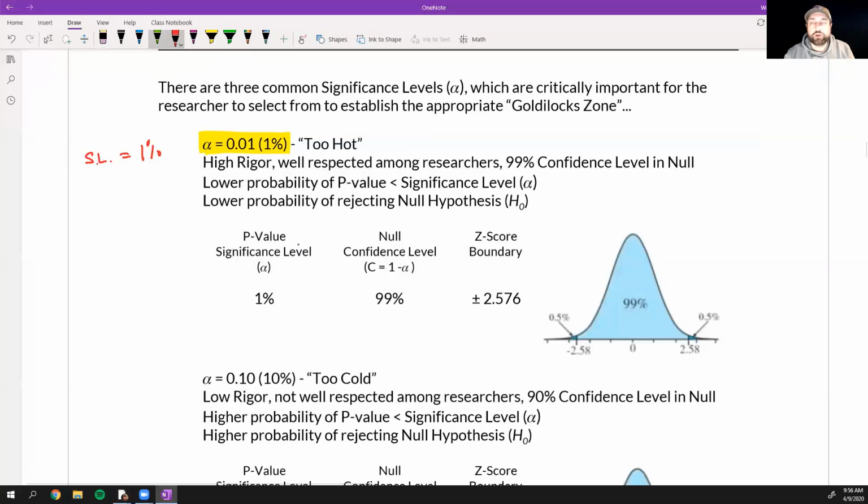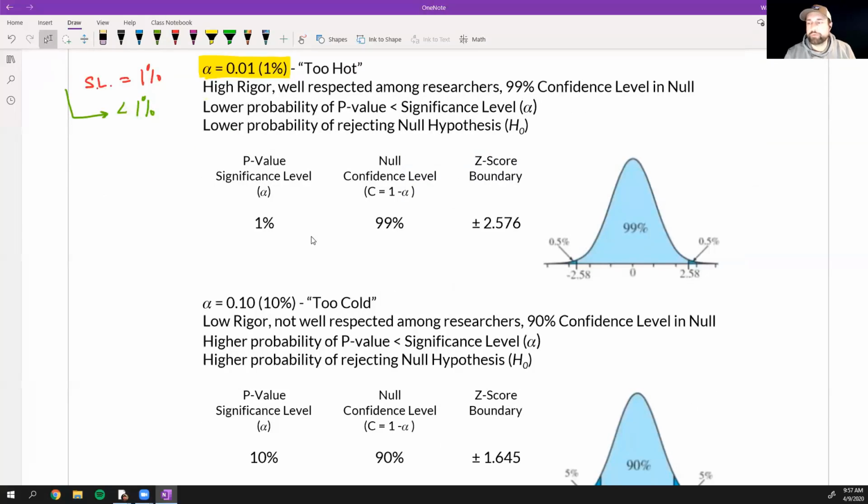So that means for you to reject the null, you have to come in below 1%. If you set it at 1%, this is extremely high rigor. And if your experiment does come in under 1%, it is well respected among researchers. That means you are 99% confident in the null, 99% confidence in the null. So you have a lower probability of rejecting the null hypothesis.